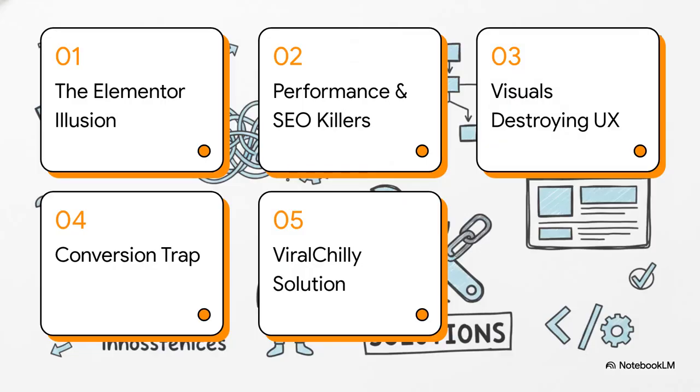Okay, let's dive into this. Here is our roadmap for today. We're going to cover the Elementor illusion, performance and SEO killers, visuals that destroy UX, the conversion optimization trap, and finally, we'll wrap up with the viral chili solution.